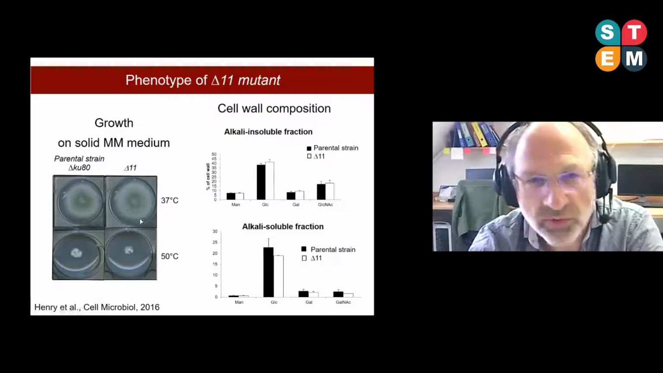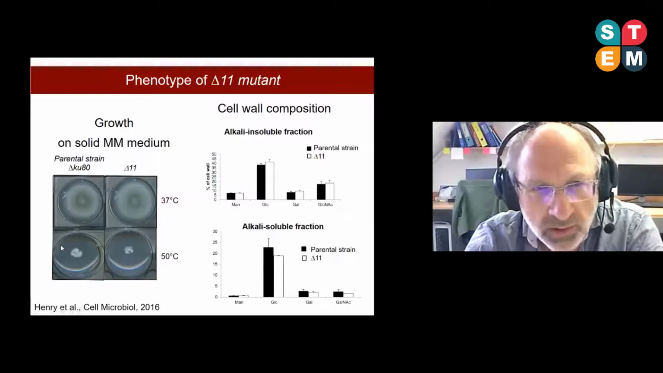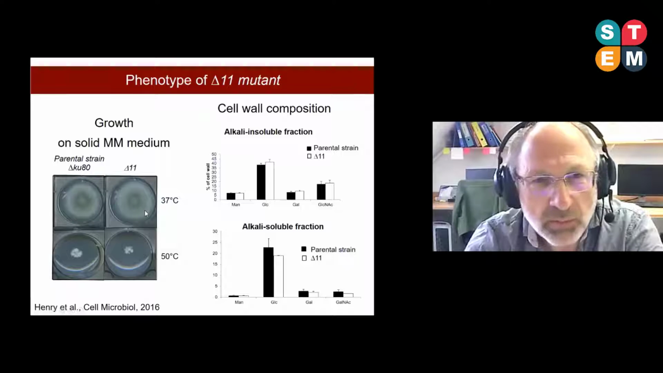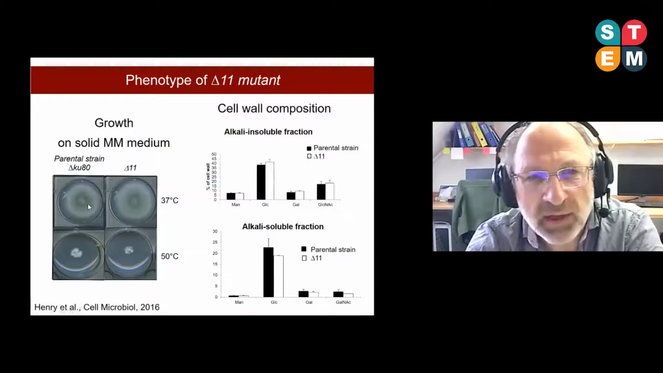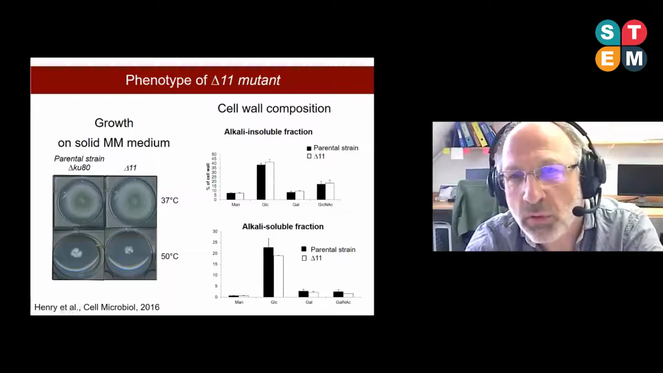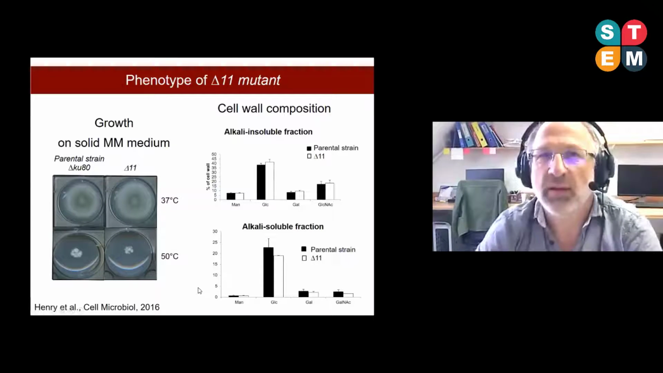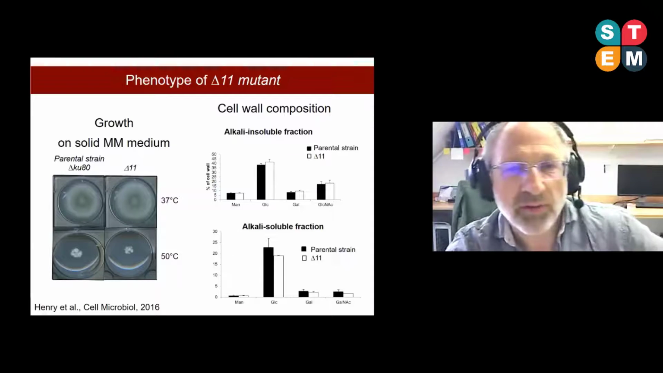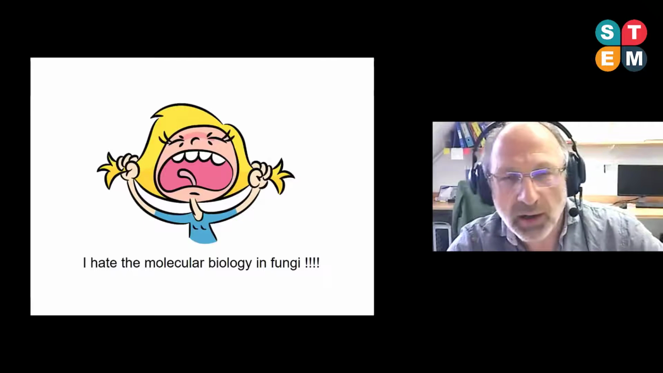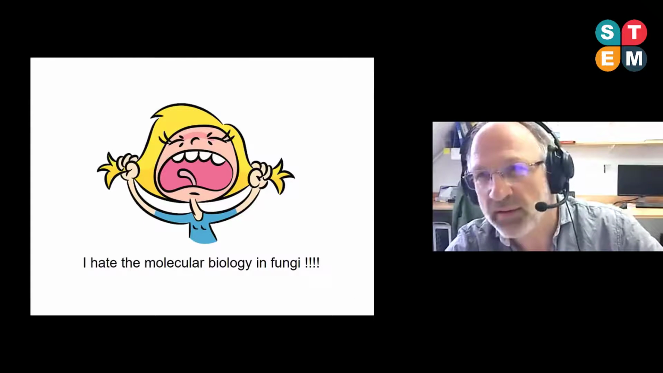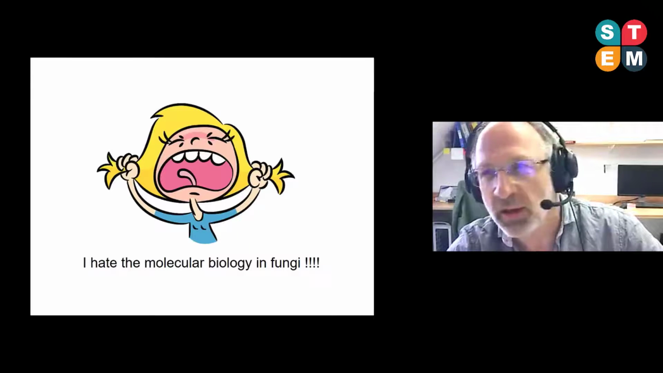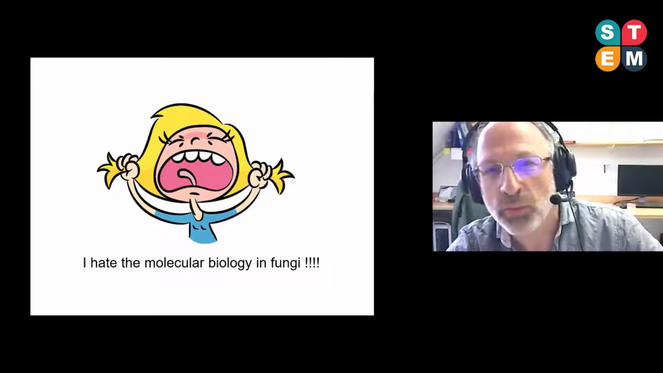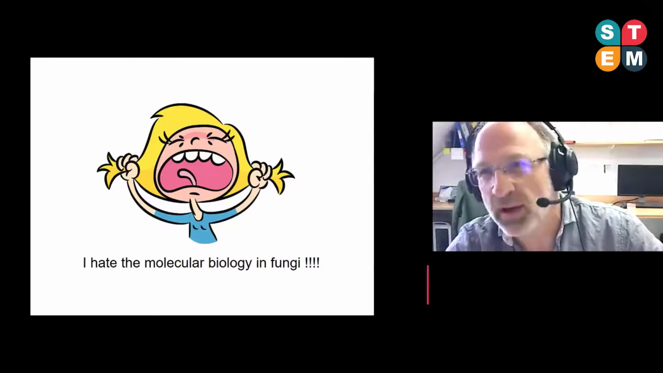The same growth here in solid minimum medium, we did not observe any difference in growth. And also in the composition of the cell wall, there is no loss of the mannose composition, showing that we did not find any phenotype for this mutant. And Christine was really disappointed by this result. She spent so much time, several years, to construct this mutant, but we did not find any phenotype.